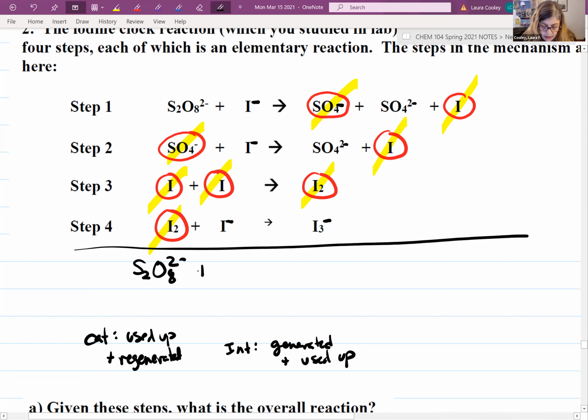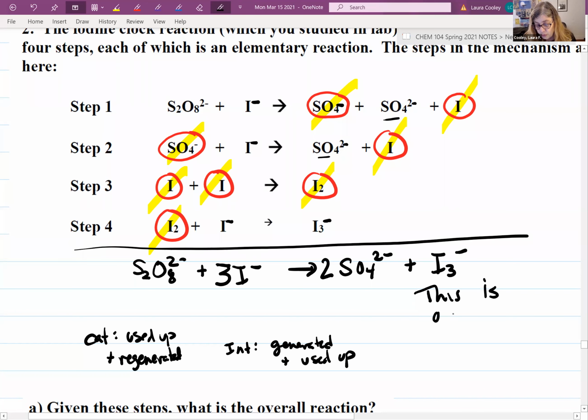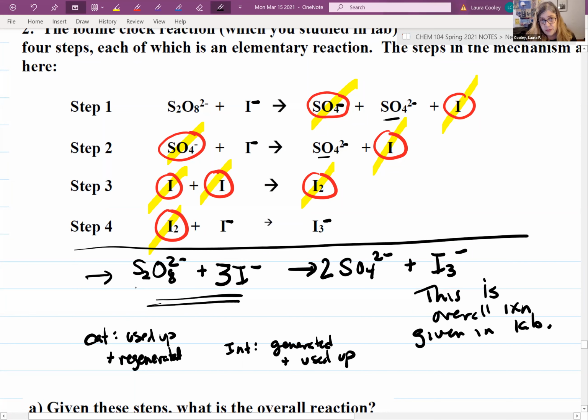S2O8 2 minus, plus 3 I minus goes to, here are the 2 things that are left over: SO4 2 minus, 2 of them, plus I3 minus. And this is indeed the overall reaction that you were given in lab. Okay, and you could see, by the way, that if you just looked at this reaction, you might think it was third order in iodide and first order in persulfate, because that's the way it's written here, but this reaction does not occur as written.